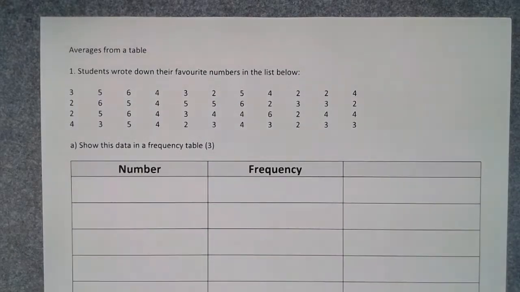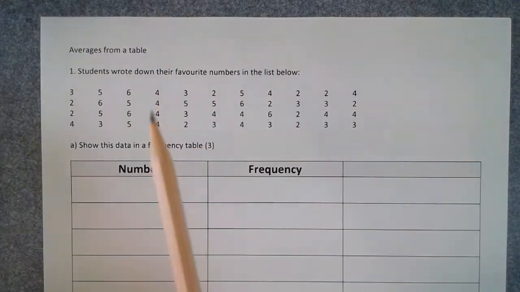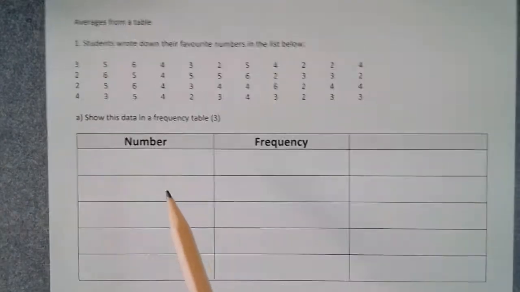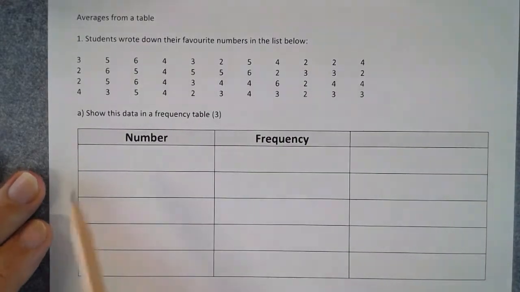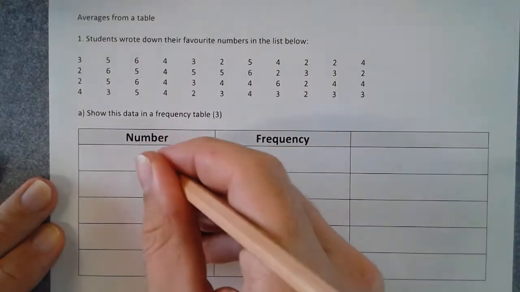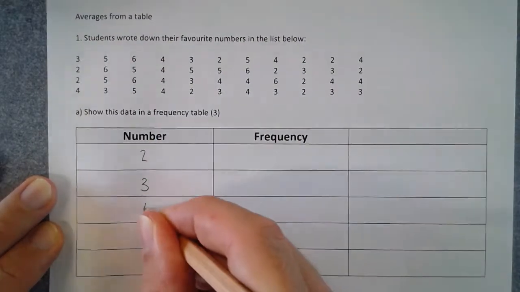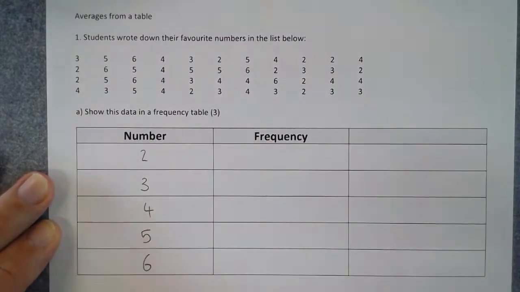Okay, so we're looking at week 2 work, and we're doing averages from a table. The first question says, students write down their favourite number, and we want to put this in a frequency table. So the numbers will go from smallest to largest always. We look through, and our smallest number is 2, and then it goes up: 3, 4, 5, 6.